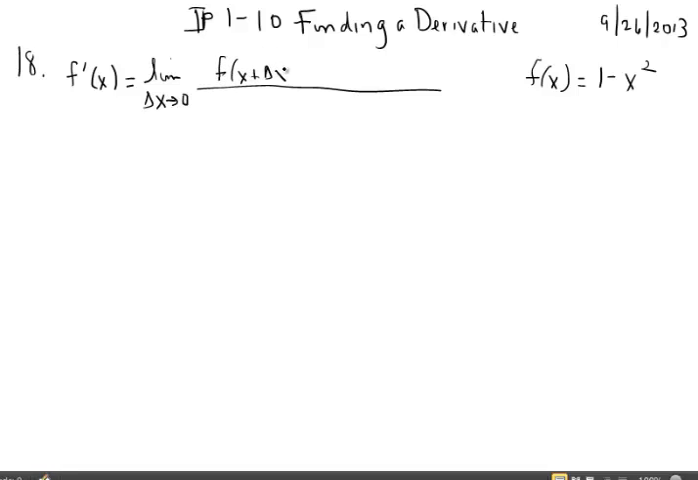So in that formula that we want to take note to memorize, we have f evaluated at x plus delta x minus the y value at x. So difference of y's over difference of x's. I notice over here that I have the function, so I'm going to be able to substitute in for f of x, 1 minus x squared.